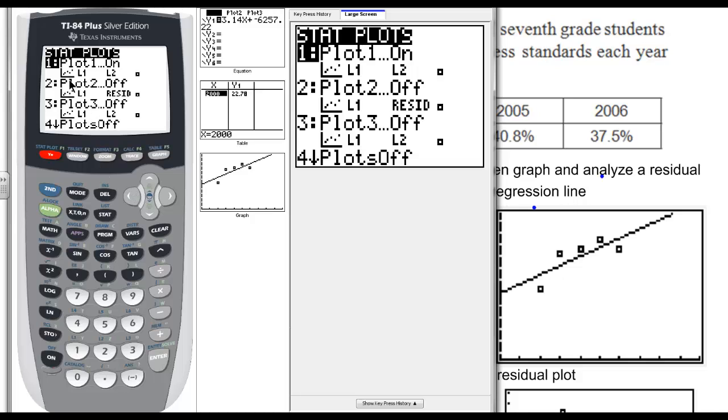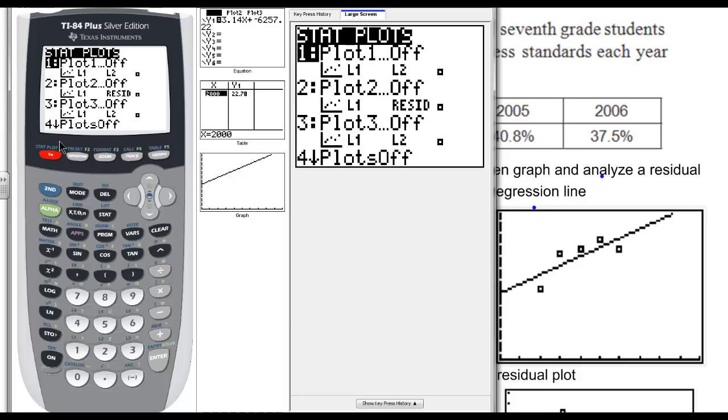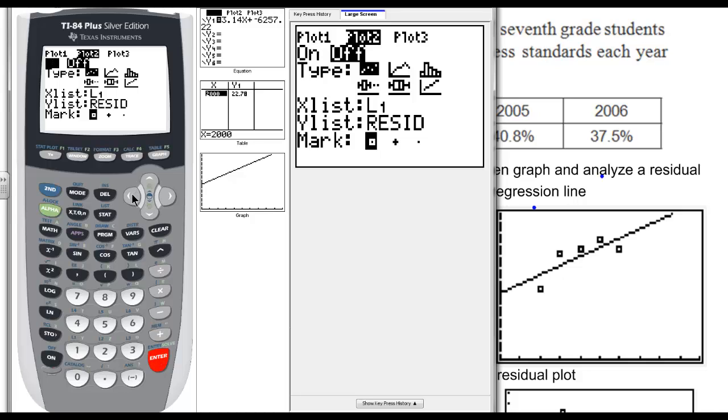And we're going to actually turn that off now. So you hit enter, move over to off, and then we're going to go back to stat plot, and you'll notice now that stat plot is off. We're going to actually turn the second stat plot on. So we go here and change it from off to on, and you'll notice down in X list we have L1, but we have something different in our Y list. I've already put that in there.